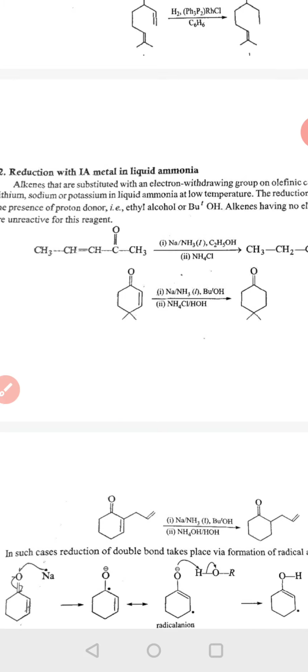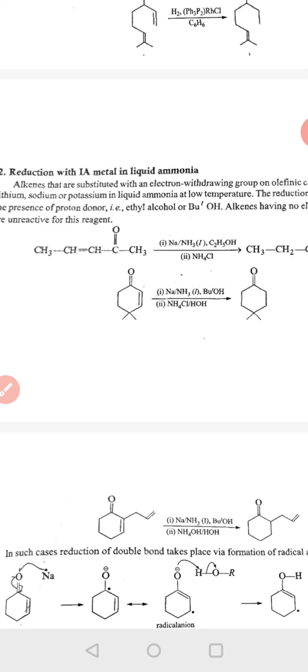Alkenes that are substituted with electron withdrawing groups. Here, pay attention: we are talking about alkenes which are attached with an electron withdrawing group on the olefinic carbon. These can be reduced with lithium, sodium or potassium, which are group 1A metals, in liquid ammonia at low temperature. The reduction is generally carried out in the presence of a proton donor, that is ethyl alcohol or tertiary butyl alcohol. Alkenes having no electron withdrawing groups are unreactive for this reagent.